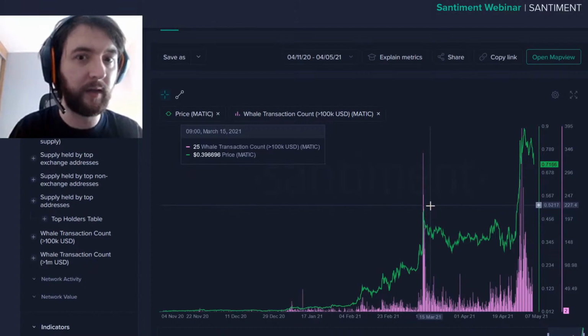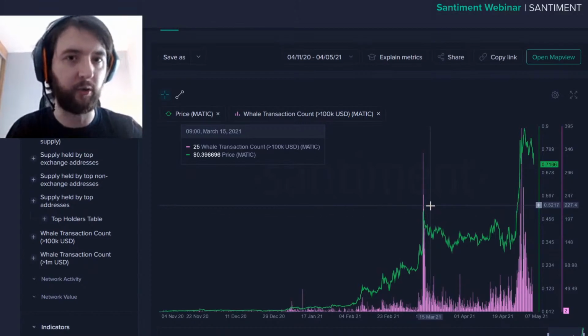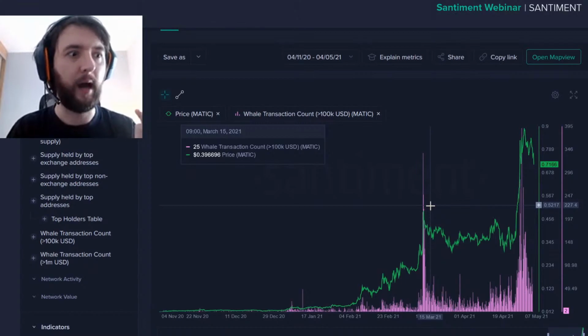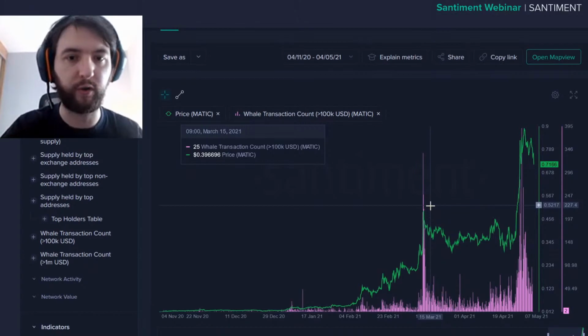So even though, obviously, there are going to be more whale transfers as the price appreciates, the spikes in whale transactions definitely seem to happen at watershed moments in the coin's price action. So this is the first example.